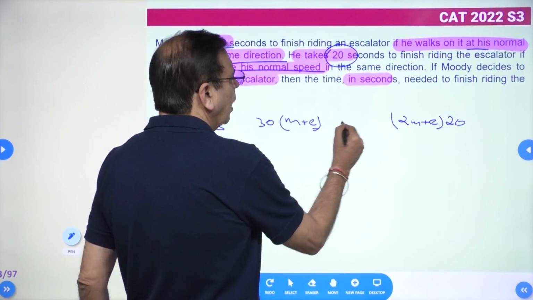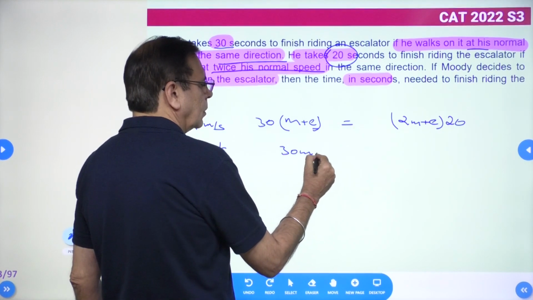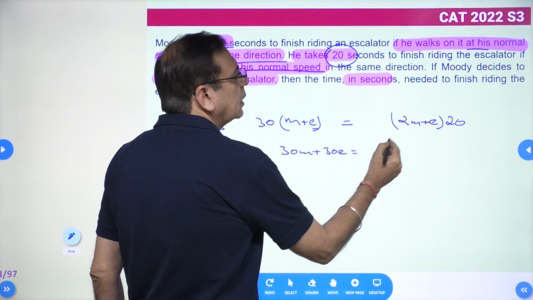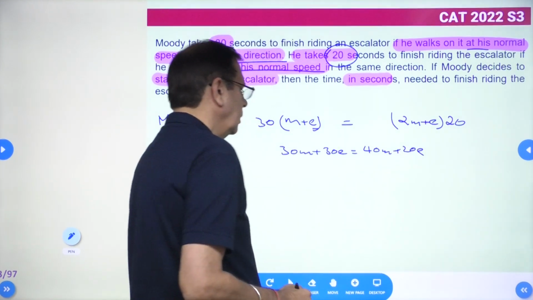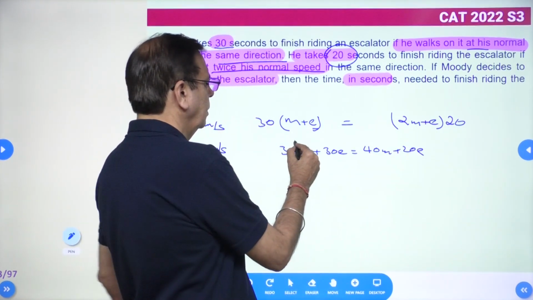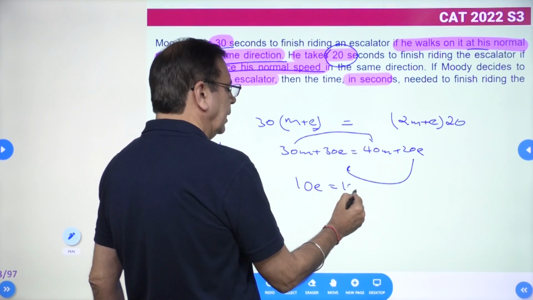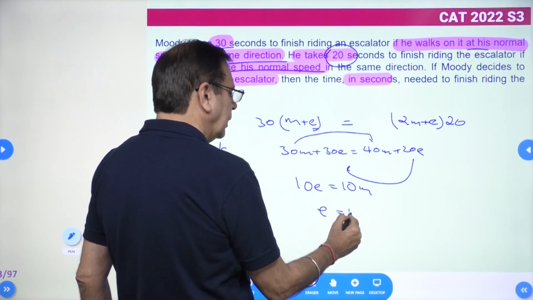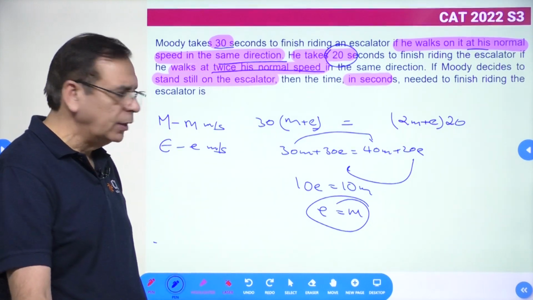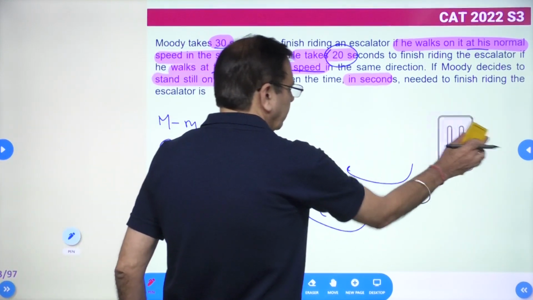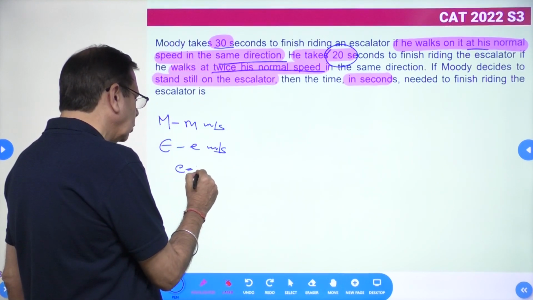So if these two are equal, let's solve it further. So 30m plus 30e is equal to 40m plus 20e. Okay. So what does it become? इसको इधर ले जाओ, इसको इधर ले आओ. 10e is equal to 10m, or escalator and Moody's normal speed is the same. Normal speed of Moody is equal to normal speed of escalator. ठीक है? चलो, very good. अब देखते हैं फिर से. ठीक है? So what we have established is e is equal to m.